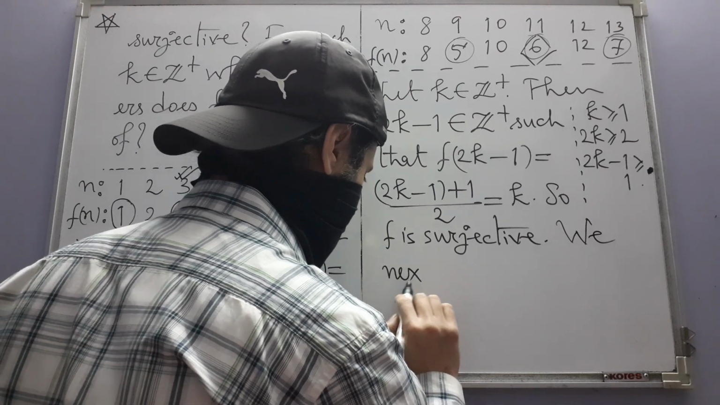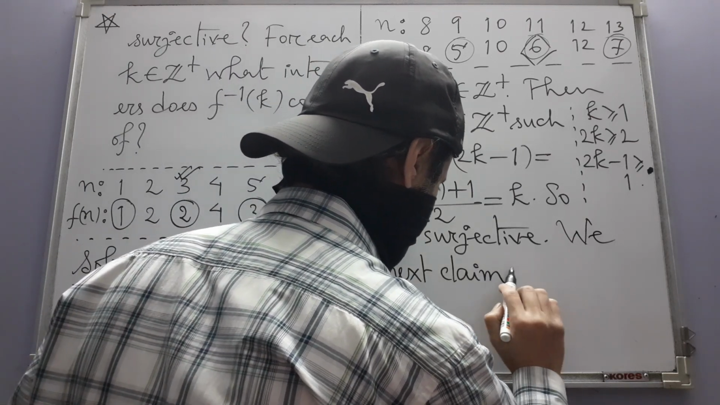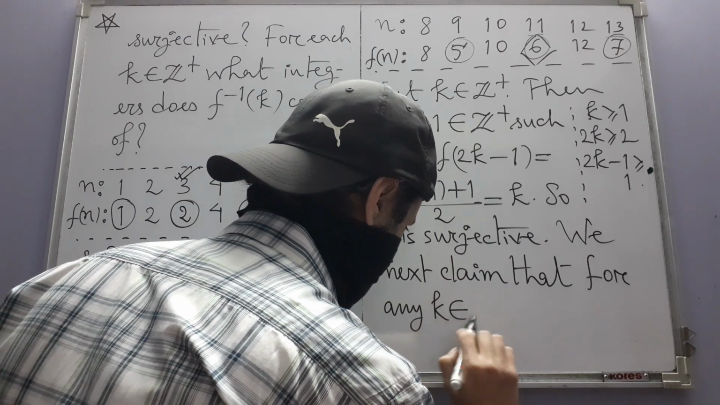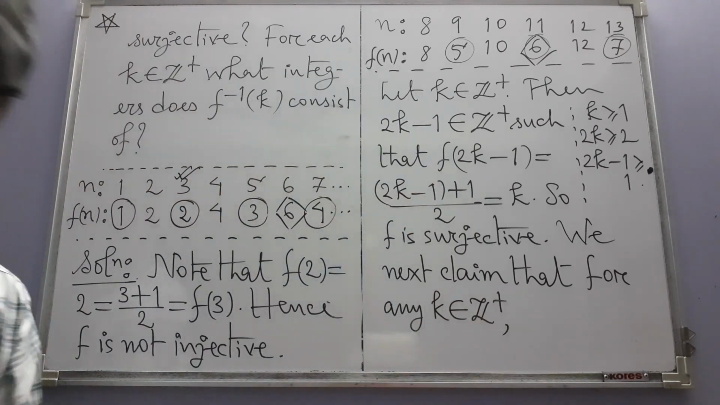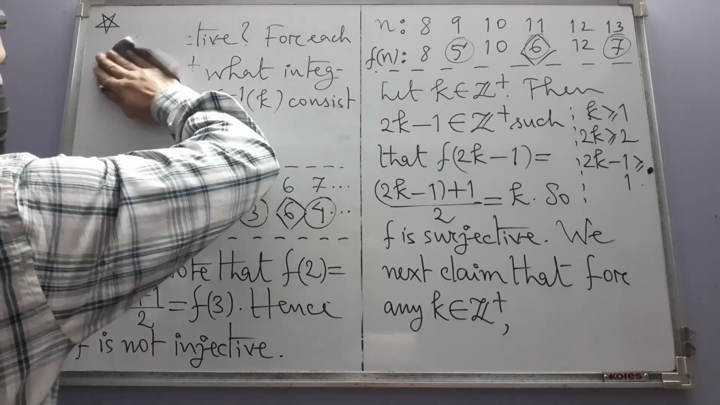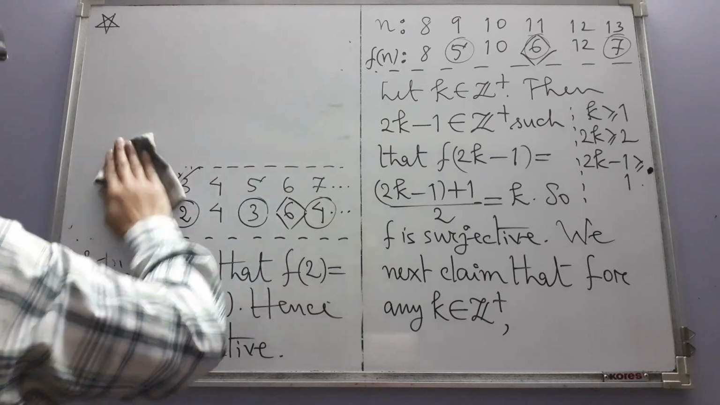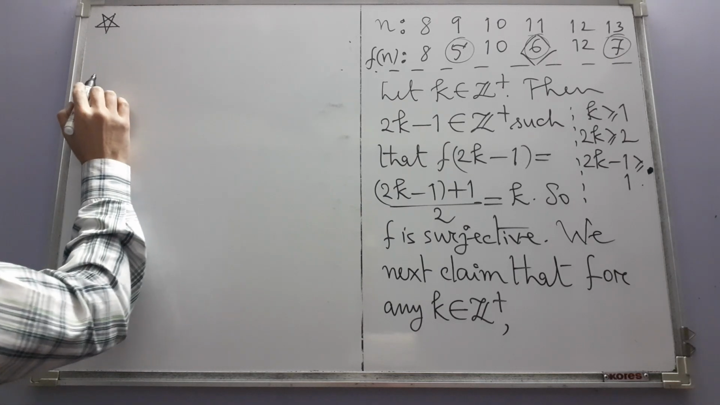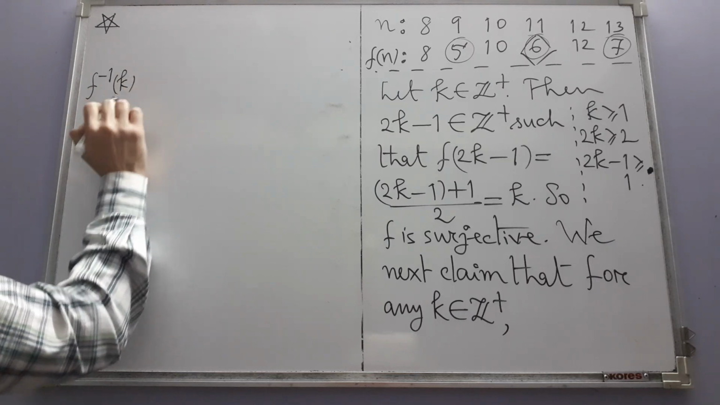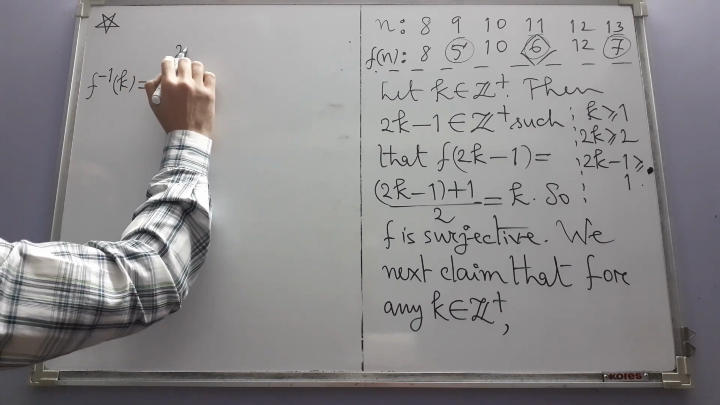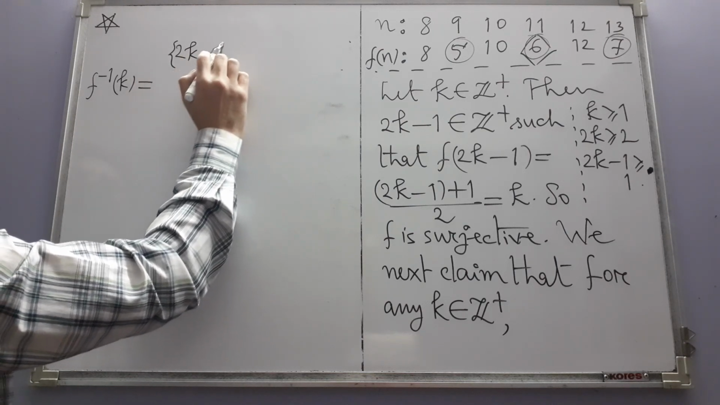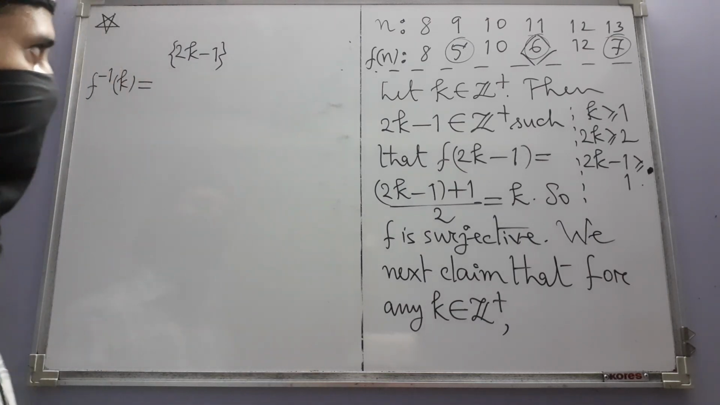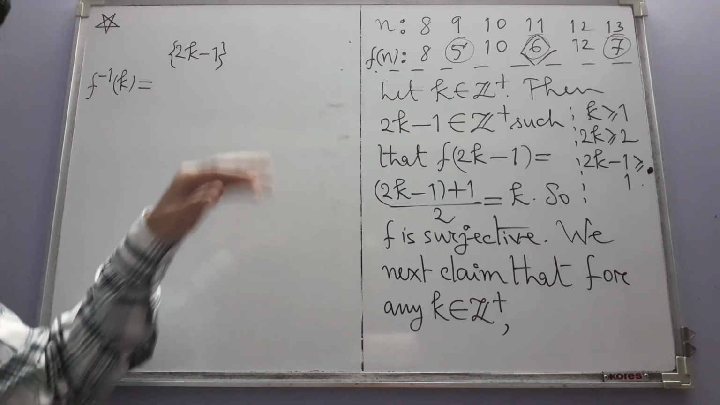We next claim that for any positive integer k, f inverse of k consists of 2k minus 1 only. Never forget that an inverse image of even a single element is after all a set. It may have one element, but it's a set. By definition, it's a set.